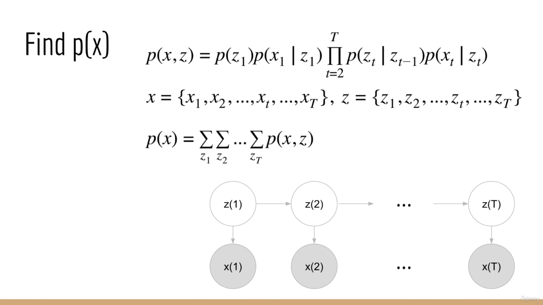As before, when we want to find p of x by itself, we have to sum over all the possible values of z for all the z's. Okay, so that's how we find the probability of a sequence given a hidden Markov model.